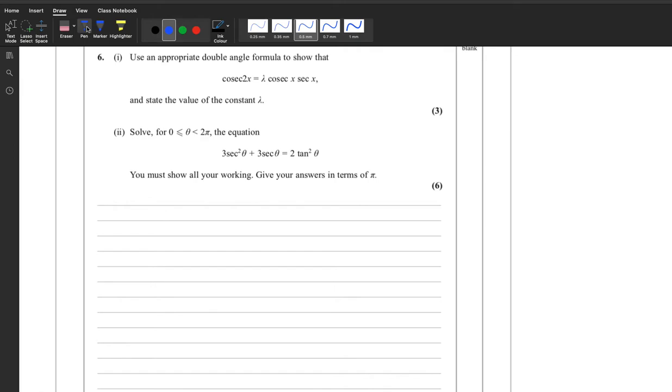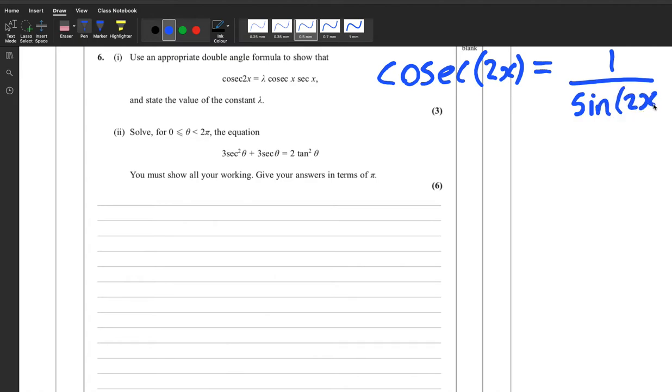First of all, we identify that cosec of 2x is the same thing as 1 over sine of 2x. Then we're going to use the fact the sine of a plus b is the formula that we should know. So that's going to be 1 over 2 sine x cos x.